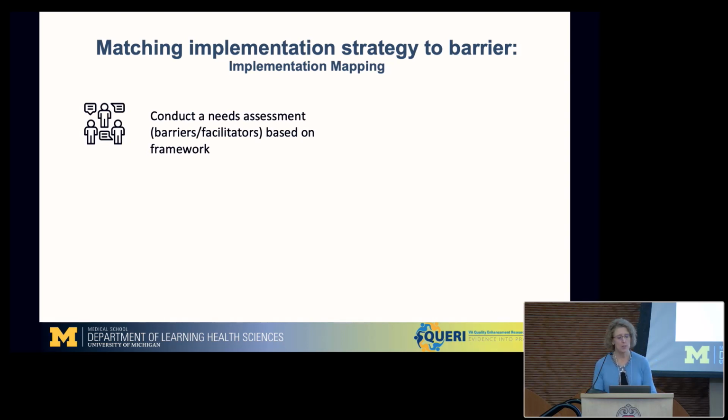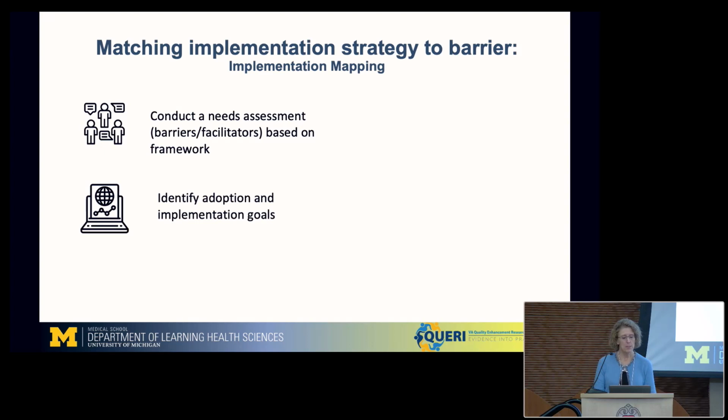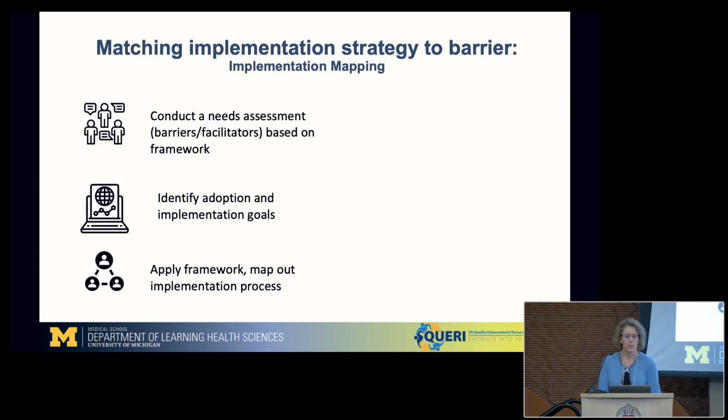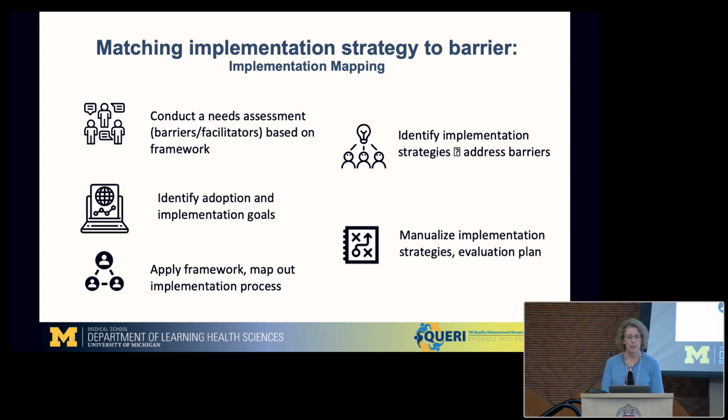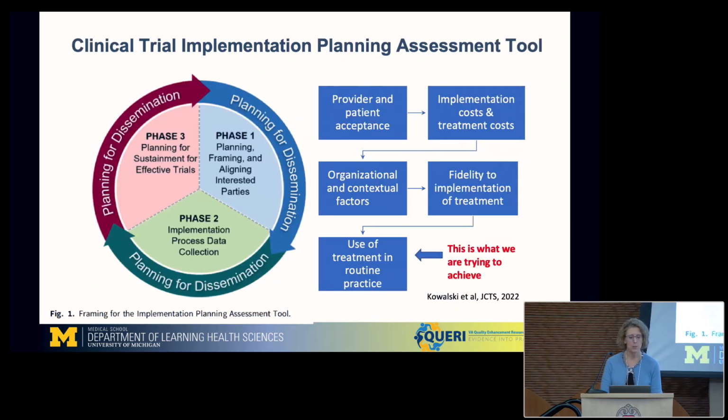First, you want to conduct a needs assessment of barriers and facilitators. The second piece is to identify adoption and implementation goals. The third piece is to take a framework like the Consolidated Framework or the Implementation Research Logic Model and map out the implementation process, identify the implementation strategies, and then finally manualize the implementation strategies in a plan with an evaluation component. This is, again, adapted from Maria Fernandez's work.